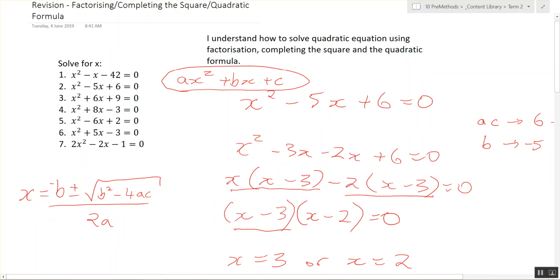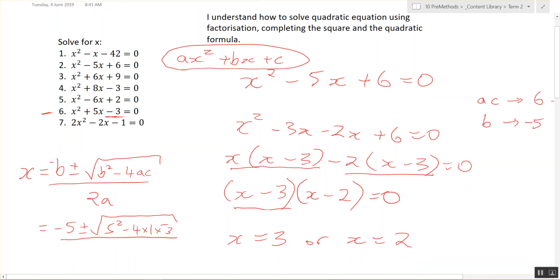So what's the B value for question 6? And what's the A value? And what's the C value? 6. For negative 3. Does everyone see where I got that from? And then 2 times 1.